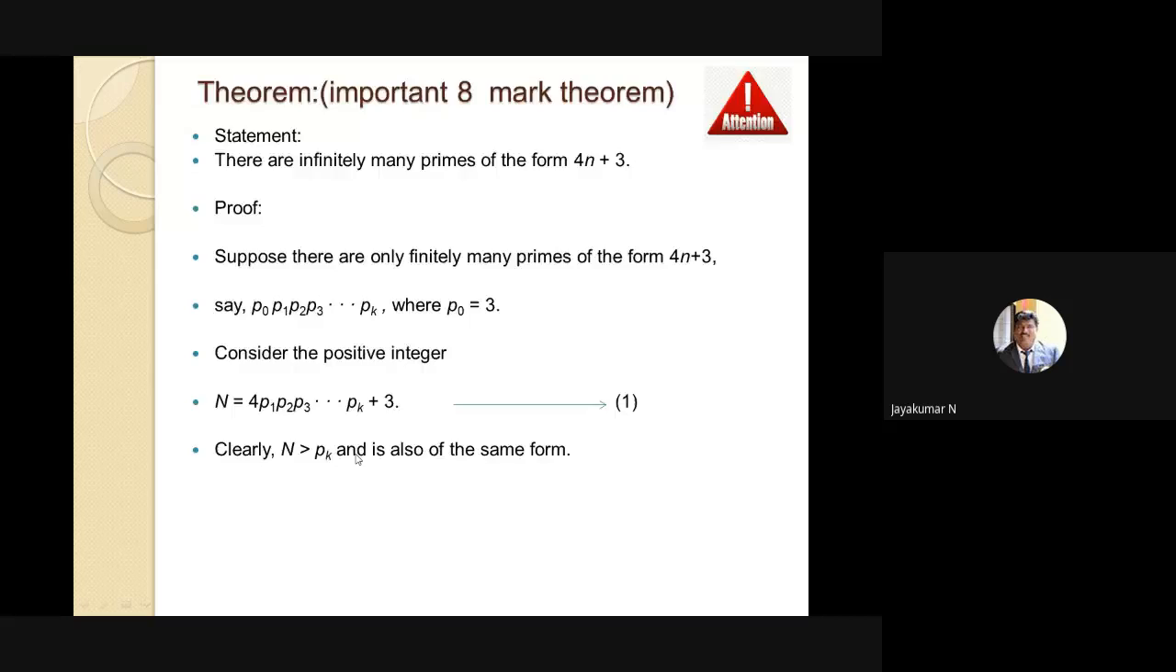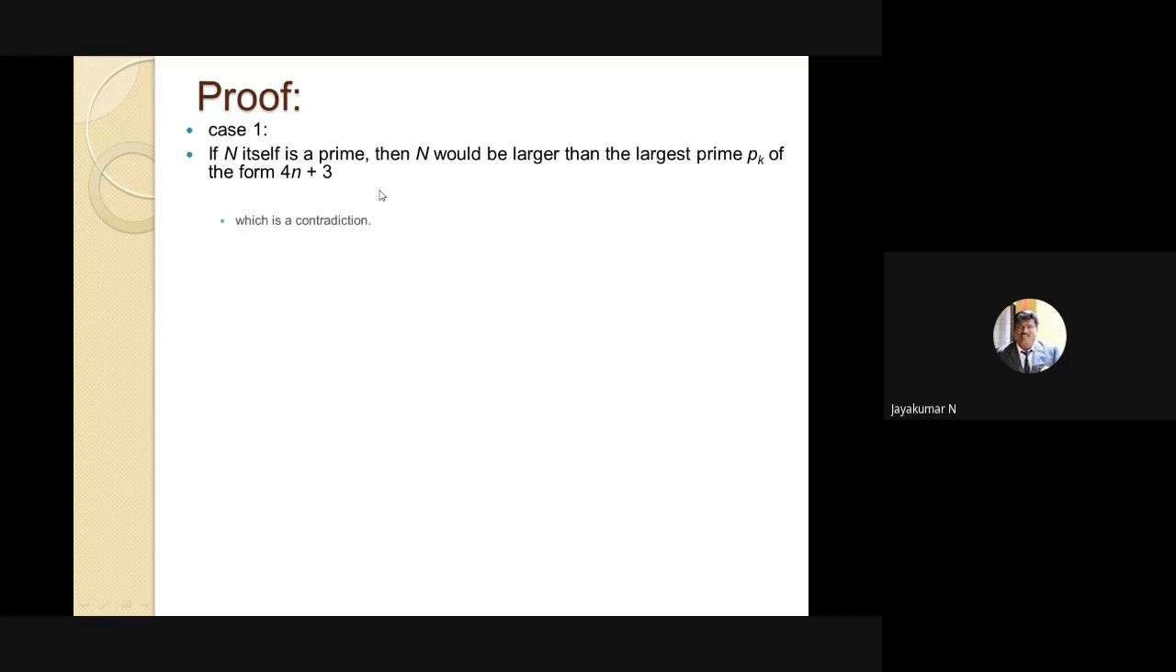So if we assume n is a prime, n would be larger than the largest prime Pk of the form 4n plus 3, which is a contradiction, because initially we assumed Pk is the largest prime. This is a contradiction, so n cannot be a prime. Case 2: n is composite.